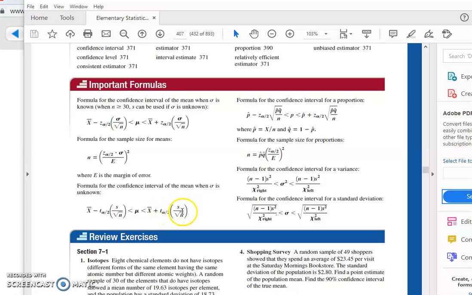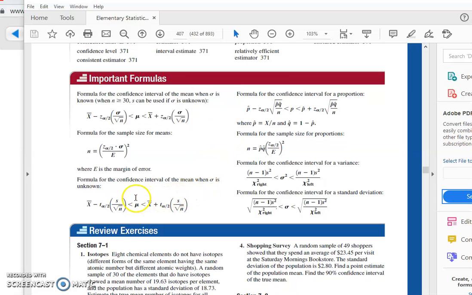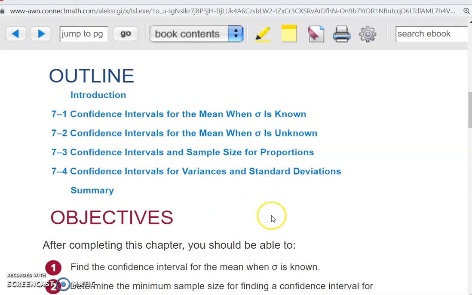In addition, in 7-2, we don't use sigma, we use S. That's the sample standard deviation, whereas up here we use the population standard deviation. So it's very helpful. I strongly urge you to make a copy of all these formula pages. It's very handy to be able to look at one page and to see the appropriate formulas for the entire chapter. Okay, so back to the book here.